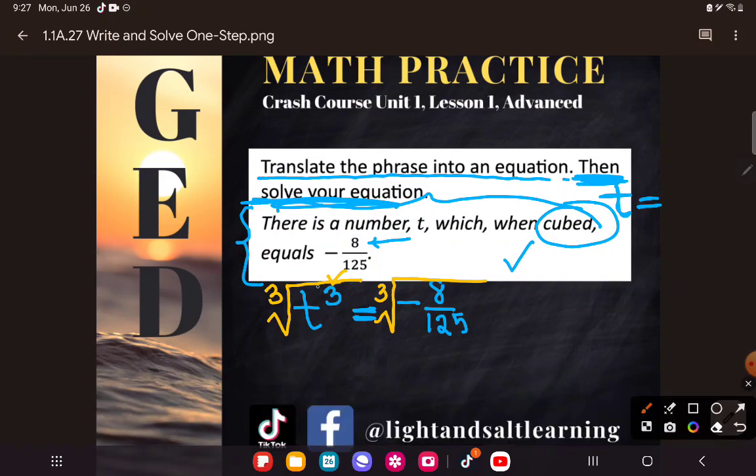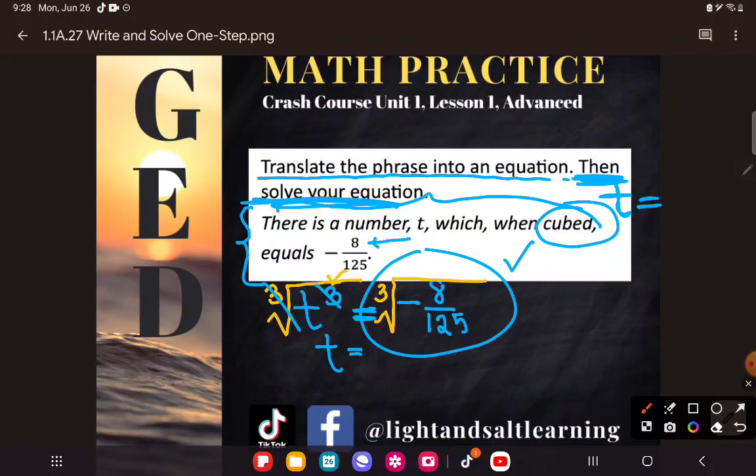So cube and cube root are opposites. They cancel. Don't panic about the nasty looking stuff on the other side there on that left-hand side. T is alone now if I got rid of that cube and that cube root. And it's going to be equal to what?